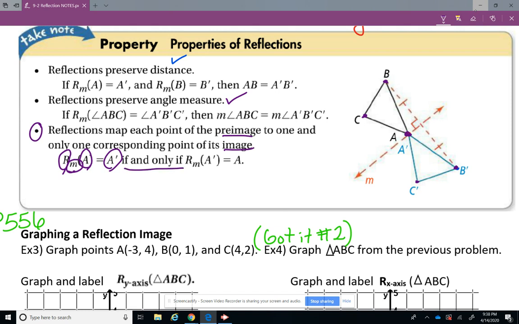If and only if the reflection of A prime over line M will actually give you A. So let's just say you started with B prime first and you reflected it and got B. Okay, it works both ways. If you reflected B and you got B prime, you can switch them. Like A equals B, and B equals A, kind of the same thing. But usually when you're reflecting, you name the new point, which is the image, something prime. But you don't always have to do that. Sometimes they'll just rename it.